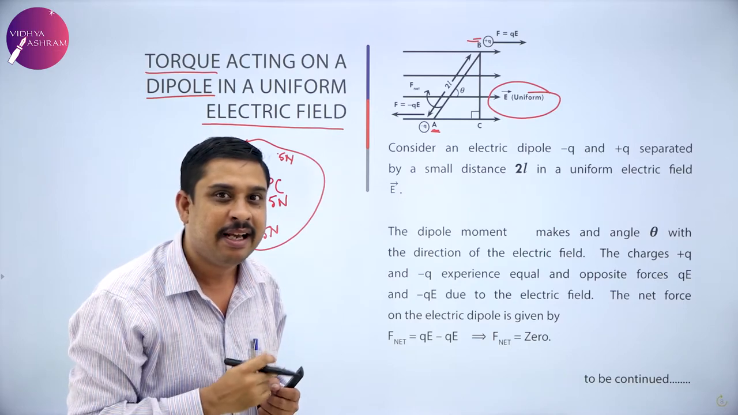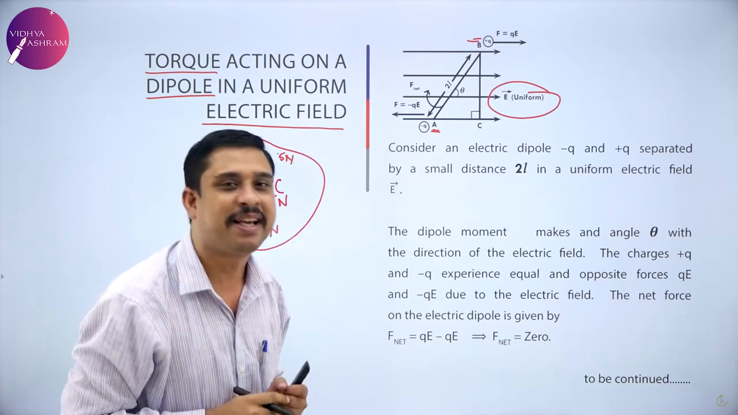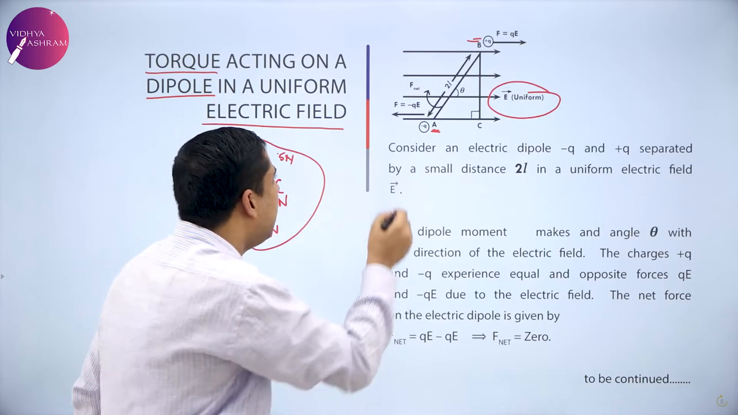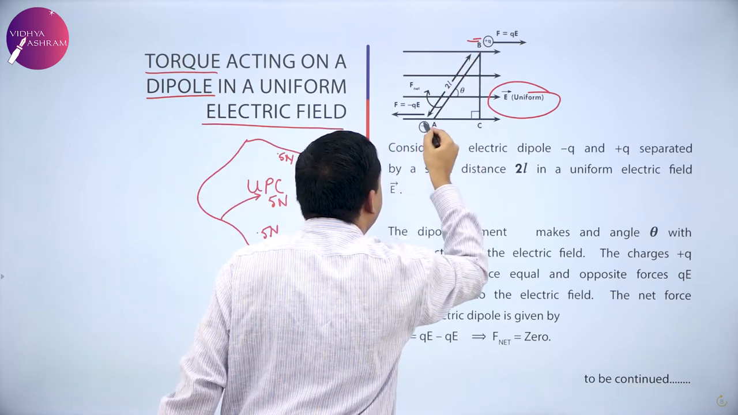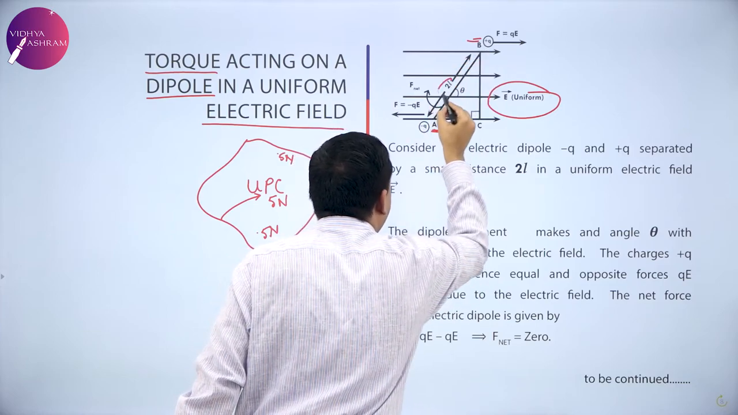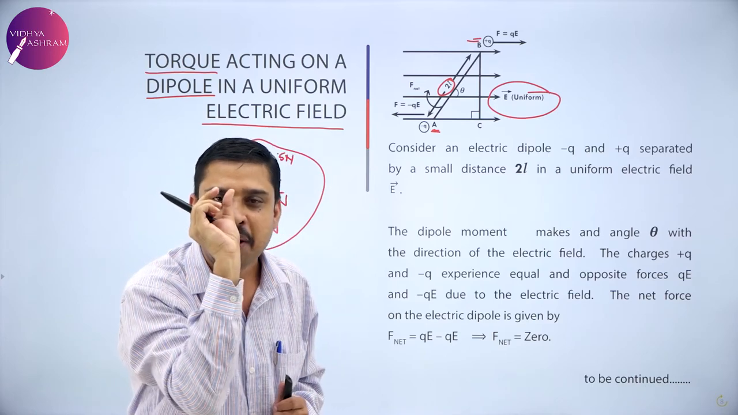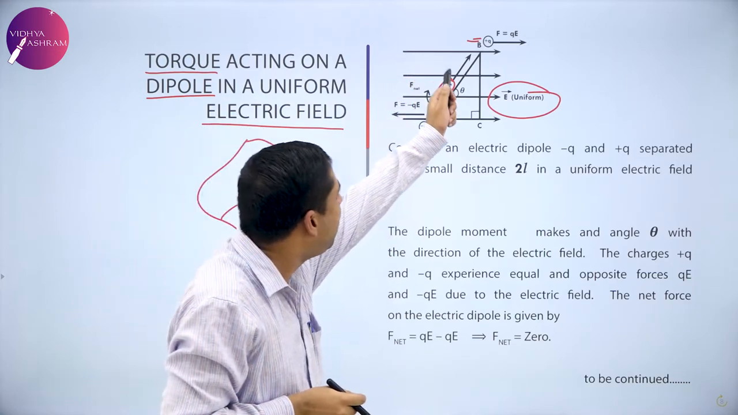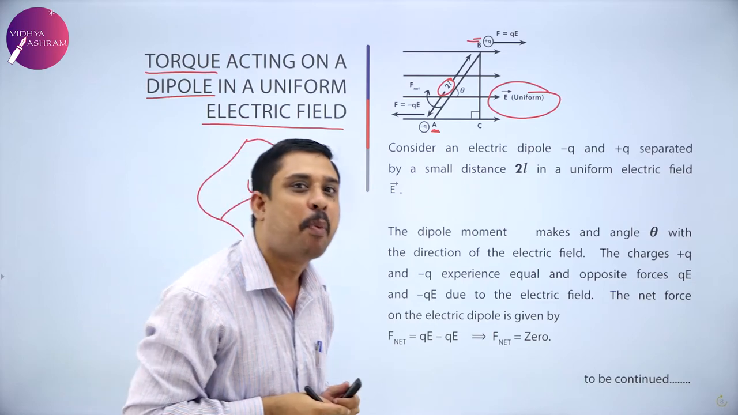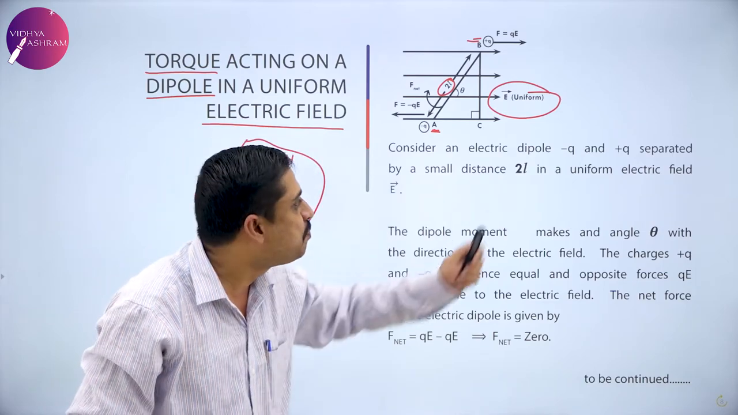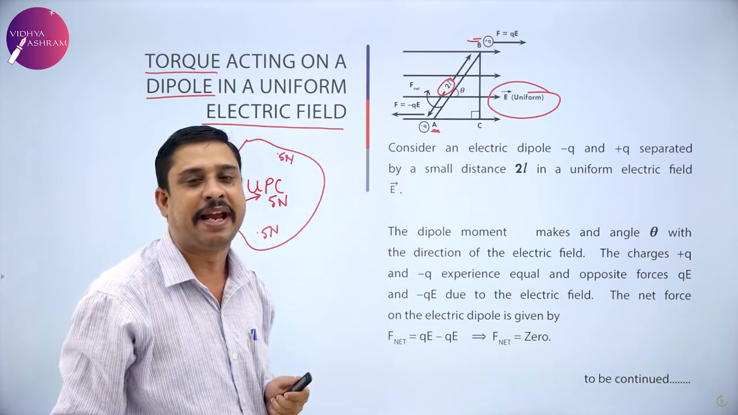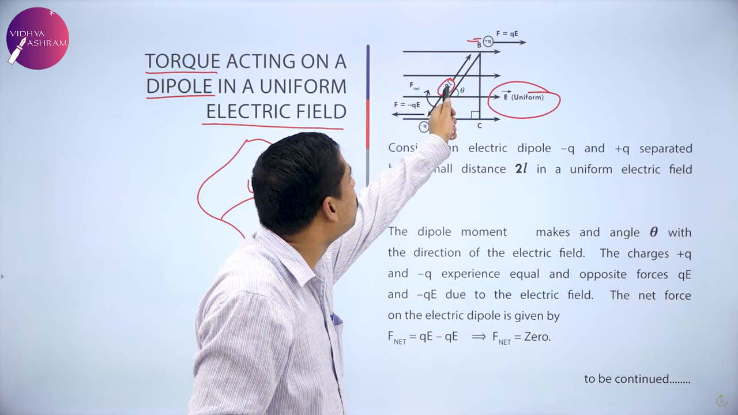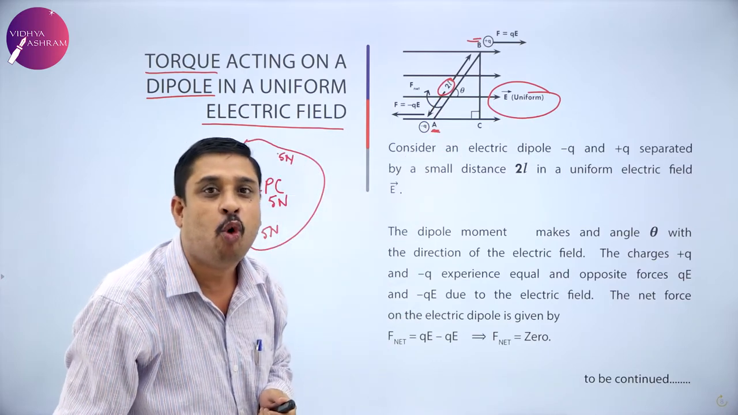The electric field is uniform, not non-uniform, as we discussed. And the distance of separation between the two charges is 2L. So minus Q is placed at the point A, plus Q is placed at the point B, and the dipole is placed in a uniform electric field. What is the dipole length? Separation between the two charges, that is what I am calling 2L.